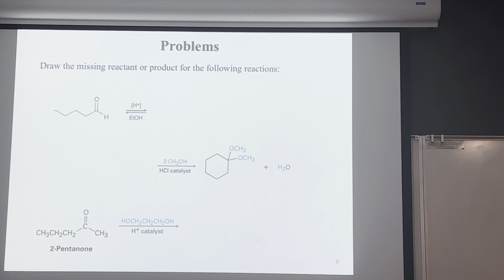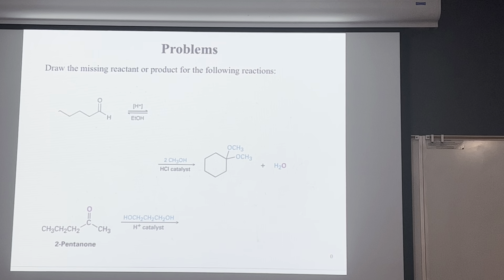All right, let's do some problems, because we all love problems in chemistry, not in real life, right? Lots of problems. Okay, so we want to draw the missing reaction or product for the following three reactions here.